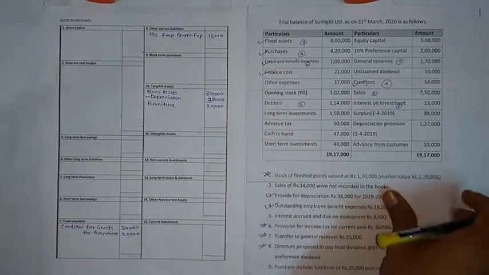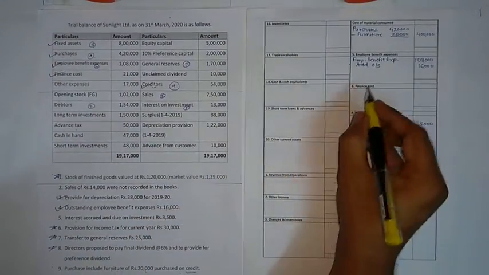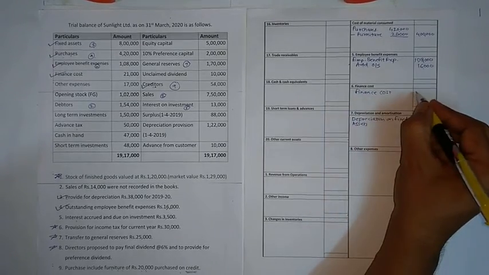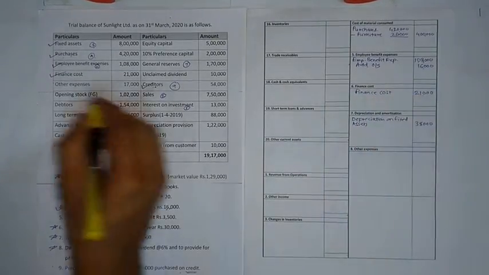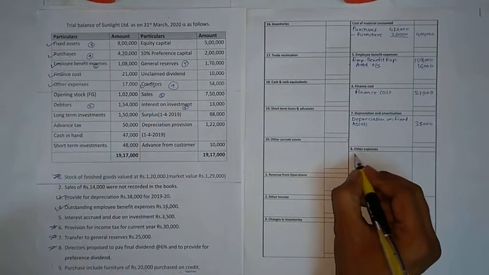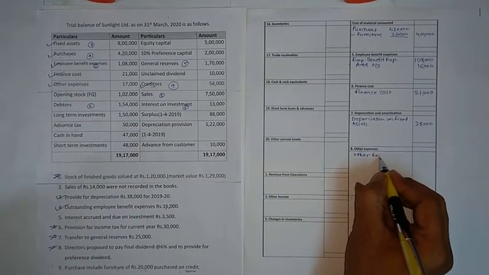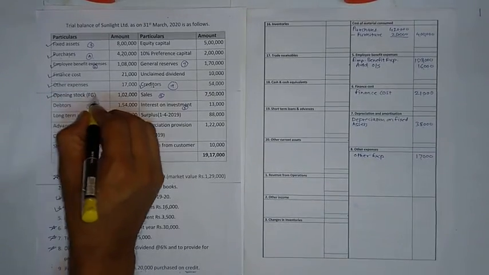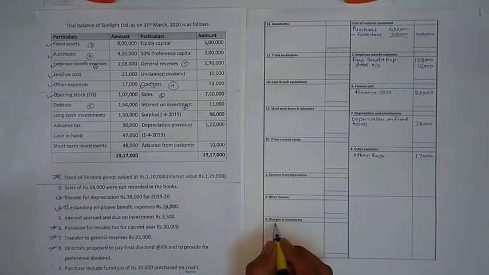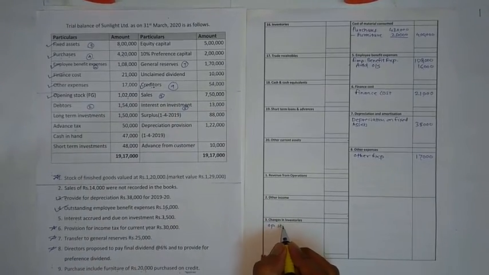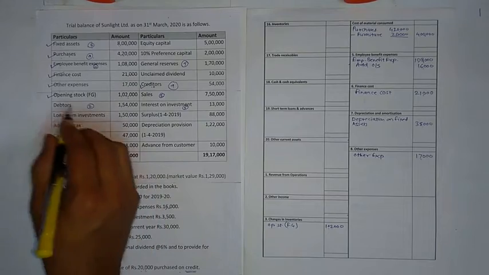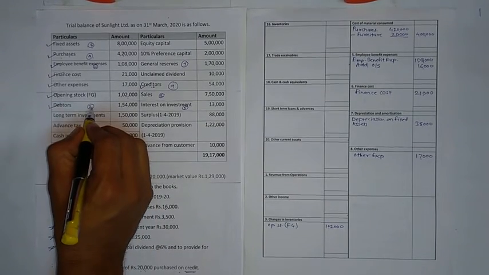Next is finance cost. Finance cost has separate note. Finance cost is 21,000. Then other expenses 17,000. Next, opening stock of finished goods is 1,02,000. It is shown in change in inventories. Opening stock of finished goods amount is 1,02,000. Next one, debtors with adjustment number 2.